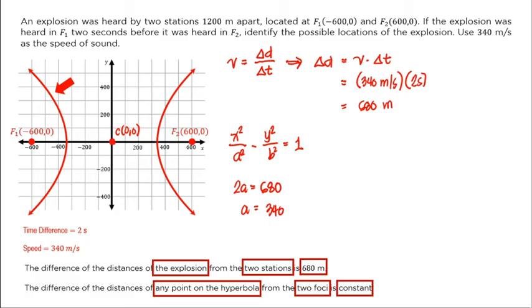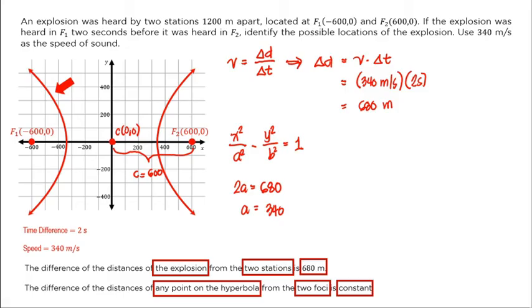Now, take note that f sub 1 and f sub 2 are the foci of the hyperbola, right? So therefore, center to one focus is actually the value of c. So from here, the center to one focus, suppose that is f sub 2, c is just actually equal to 600, right? So therefore, we now have the value of c. So we can now solve for b squared.